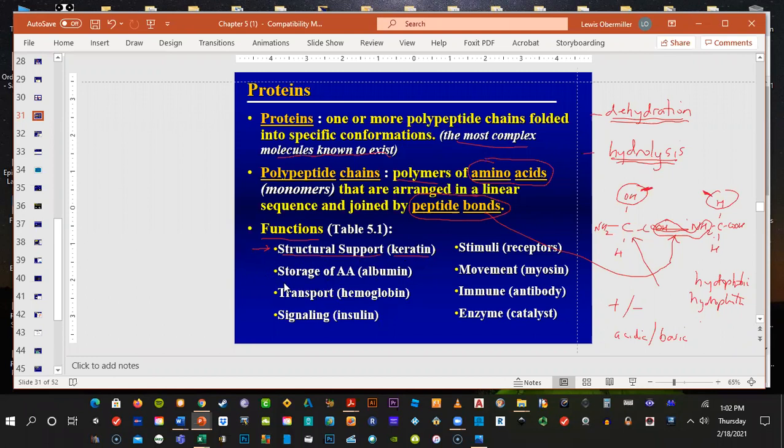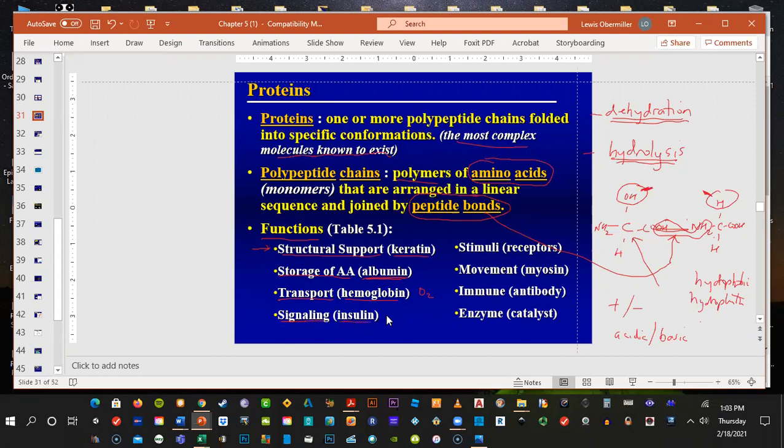That's a multi-billion dollar business. We can store amino acids in albumin, which is very similar to egg whites. You have this circulating in your blood right now. You can use it to transport things, like hemoglobin transports our oxygen to our cells so that we can live. We can use it for signaling, like insulin.